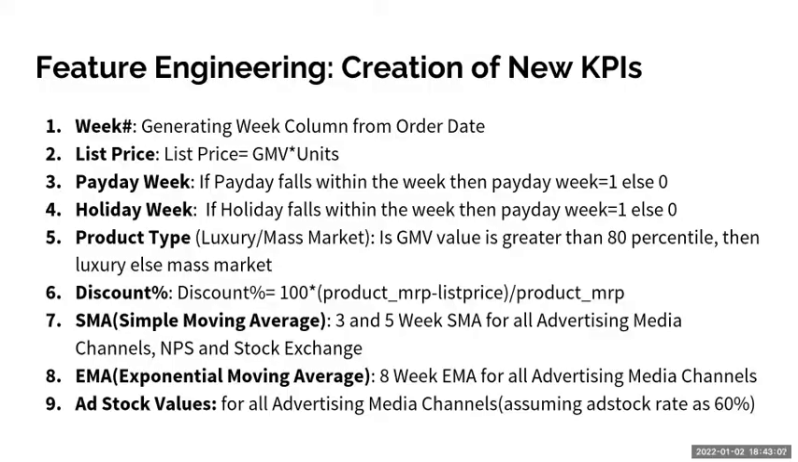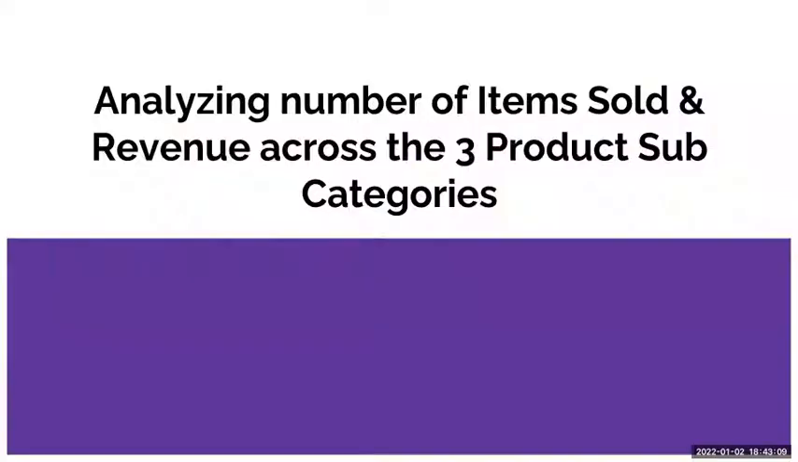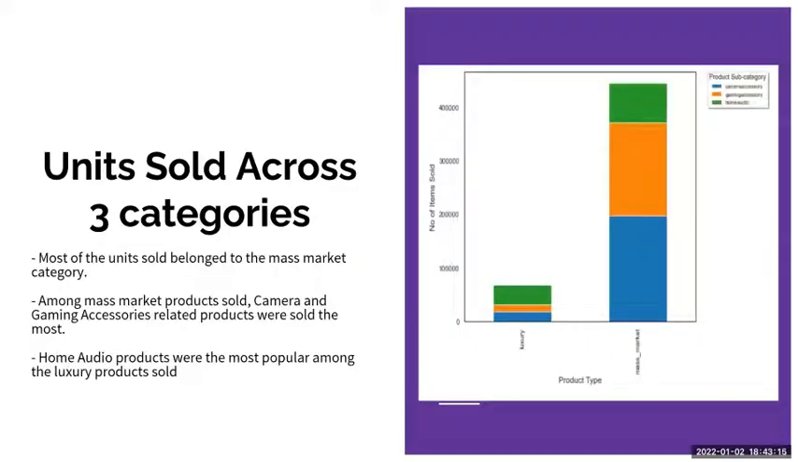Okay. So after feature engineering, we have some visualizations. Here, we're analyzing the number of items sold and revenue across 3 product subcategories. Standard stuff. I'll quickly try to just give you an insight here.